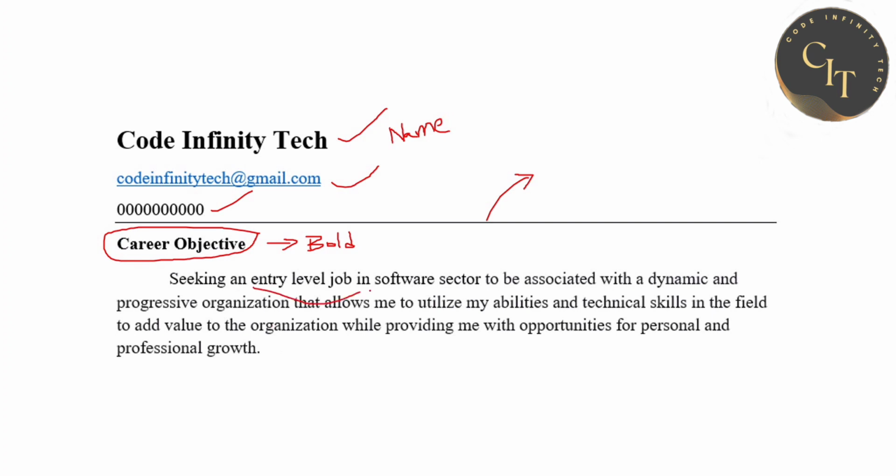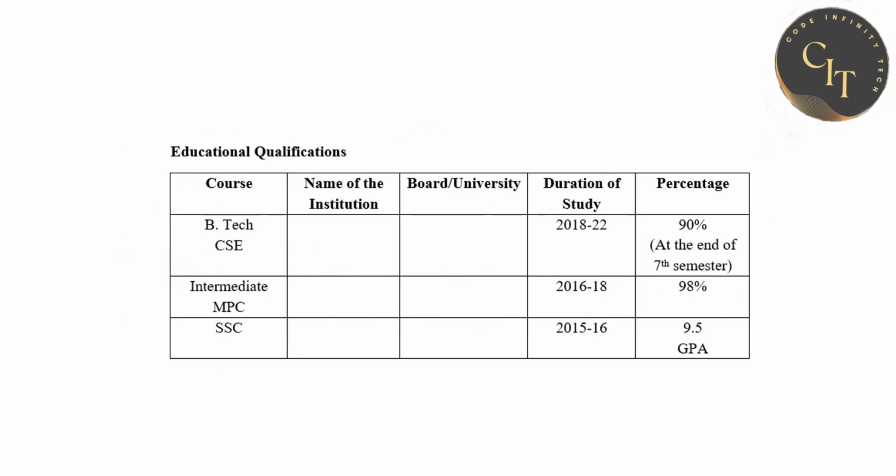Simply don't copy paste from the internet, because many people will have the same content copied from the internet. So be unique here. You can write your own career objective. Here I am seeking an entry level job in the software sector, so I mentioned the same. And then with opportunities for personal and professional growth, so I simply added this career objective. You can look into the internet but create your own career objective by taking the reference. What I recommend is be unique here.